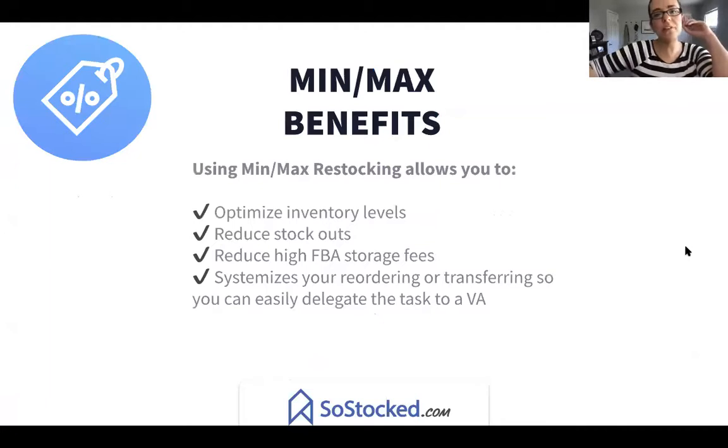Okay, so the benefits of min-max restocking. You can optimize your inventory levels, you can reduce stockouts, you can reduce high FBA storage fees, and you systemize your reordering and transferring so that you can easily delegate the task to a VA.